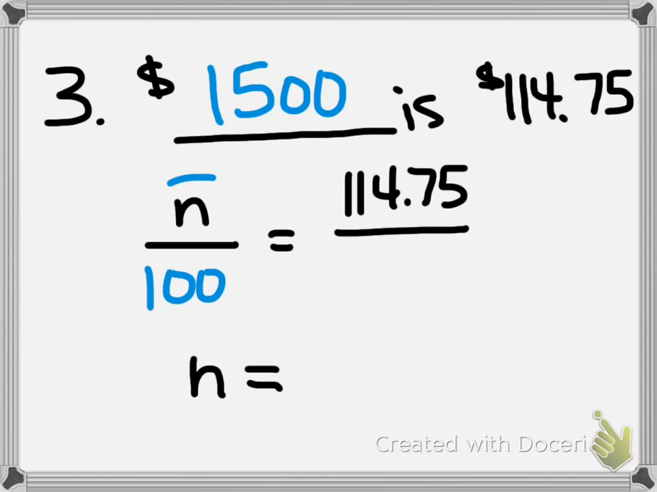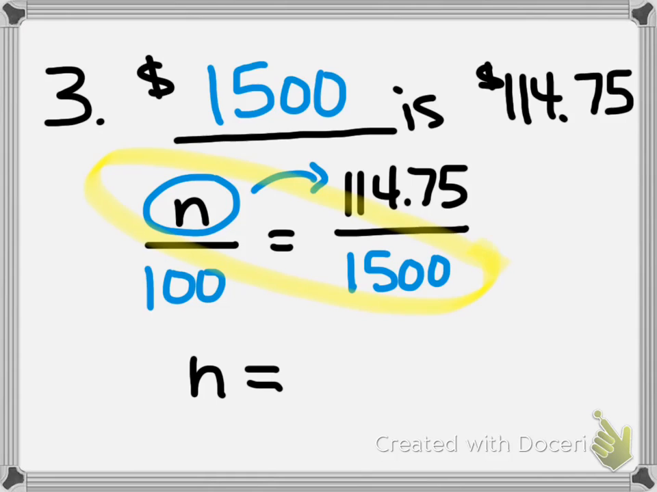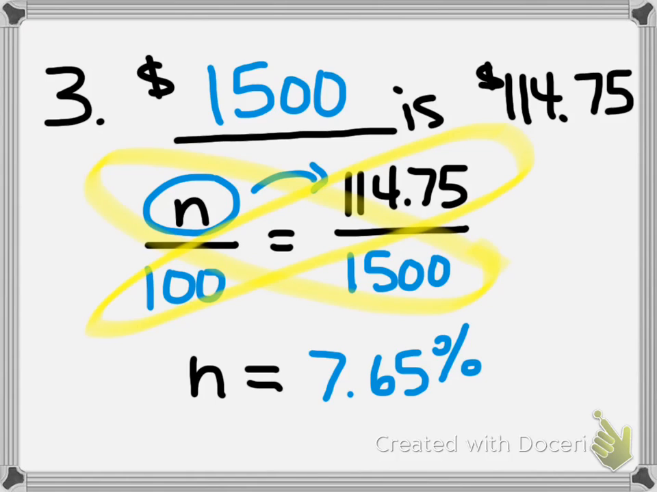So we need to find the percent. N over 100 equals, we want to know what percent this is, so that's why it's the numerator, over 1,500. So now all I have to do is cross multiply to find my answer. And once you cross multiply and divide, you should find that the answer is 7.65%. So 7.65% of Anna's earnings are withheld for Social Security and Medicare.